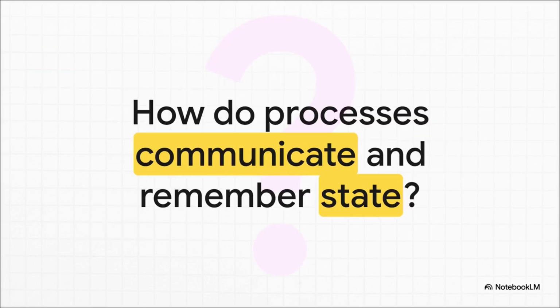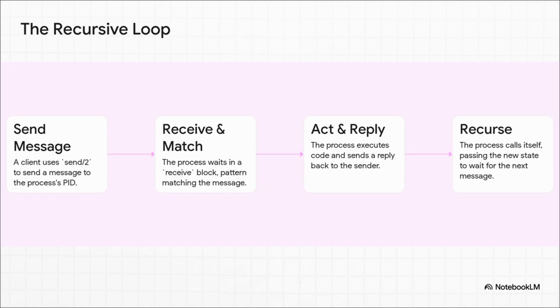This brings up two new challenges at once, right? First, how do we actually send a message to the process we just spawned? And second, how does a process, which is really just a function, remember its state from one request to the next? And here is the absolutely brilliant solution, the recursive receive loop.